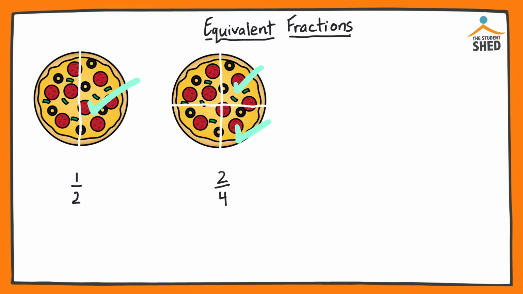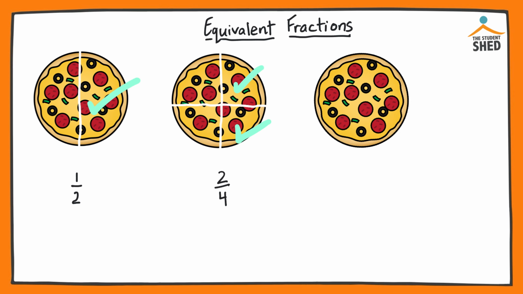And on another given day, you decided to buy a new pizza. And you've decided to cut it into 6 equal slices. From the 6 slices, you've eaten 3 of those slices. So you've eaten a total of 3 out of the 6 slices.